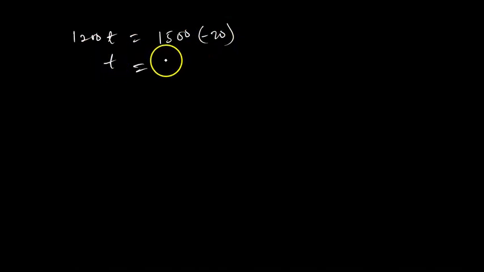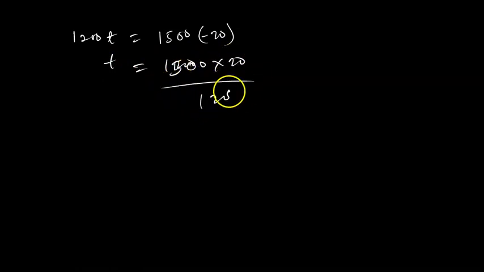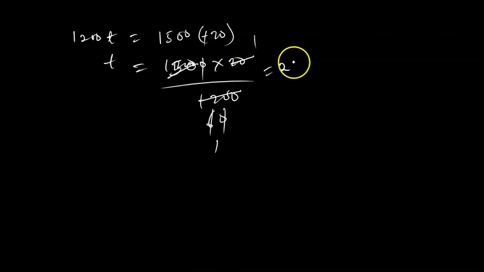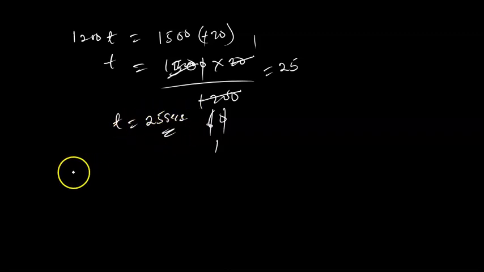Now t will be equal to 1,500 times 20 over 1,200. 20 here is 1, 20 here is 60. Now this is negative, time cannot be negative, so I'm going to leave out the negative sign. 0 here is 0, 6 here is 1, 6 into 150, that equals 25. So t from here is equal to 25 seconds. I've gotten my t to be 25 seconds.